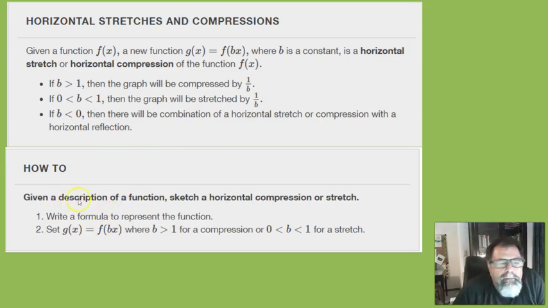Okay, so given a description of a function, sketch a horizontal compression or stretch, write the formula, represent the function, set g of x equals to f of b of x, where b is greater than 1 for a compression, or 0 is less than b is less than 1, so b is between 0 and 1 for a stretch.